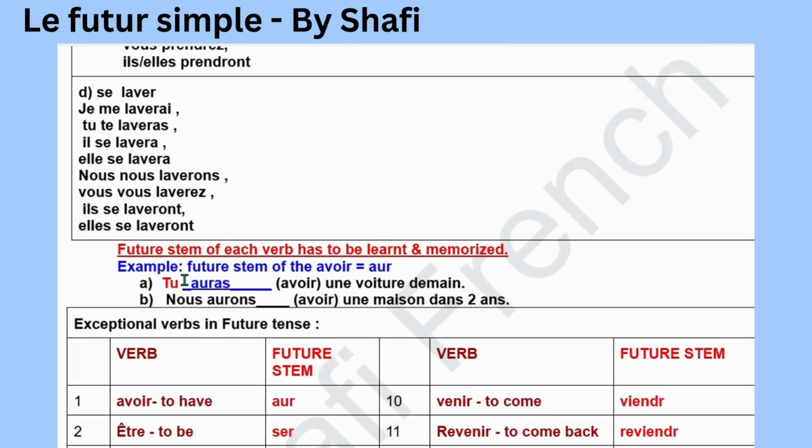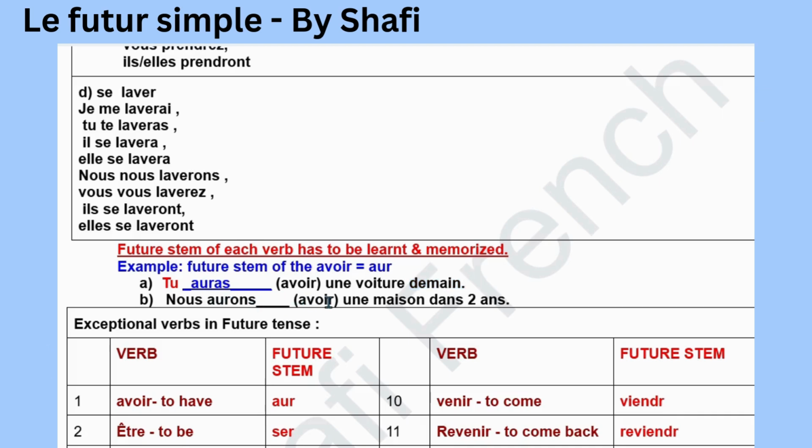Now for example, let's see this example. Now the subject is tu and the verb given to you is avoir. So the future stem of the verb avoir is AUR. So first you write AUR here. And since the subject is tu, you add the ending AS. So future stem plus future endings, this coming together gives the future simple of that verb. And see, the helping word demain is there.